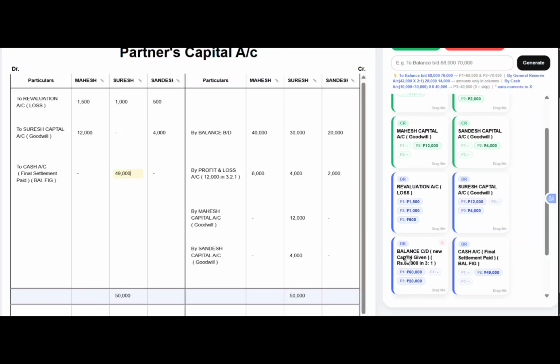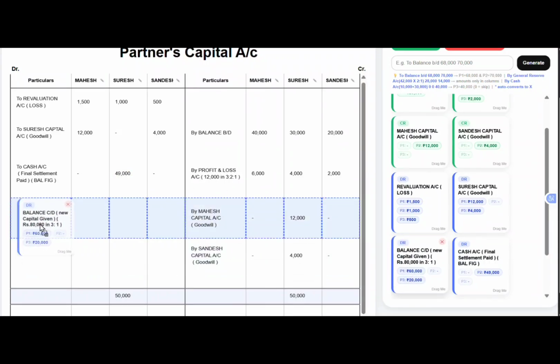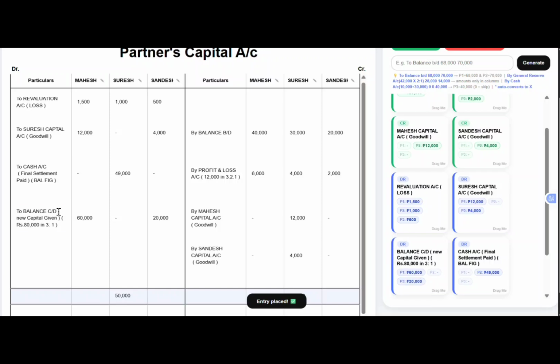So here it will be written as to balance carried down. Since the new capital is already given to us in the question, 80,000, we had already distributed to Mahesh and Sandesh in the new ratio 3:1. So this is the new capital which is already given to us in the question. So before finding the balancing figure, we are going to take that new capital and write it as balance carried down. So 60,000 was calculated for Mahesh and 20,000 is the new capital for Sandesh. So as per the given new capital.